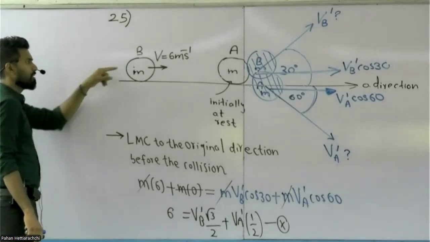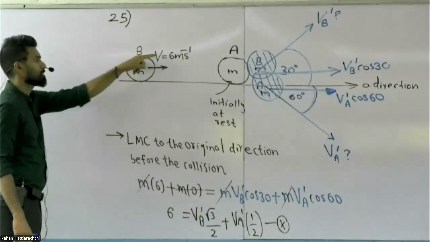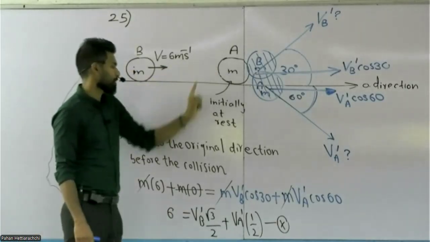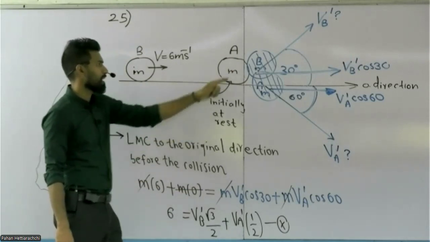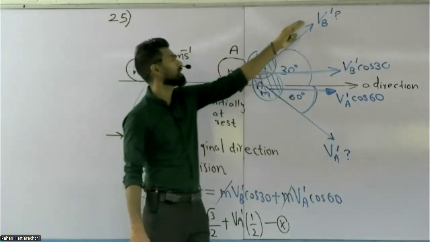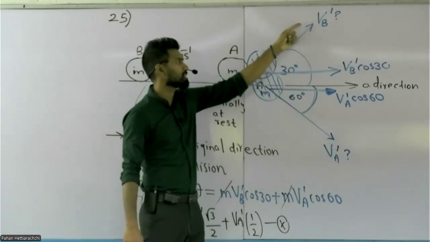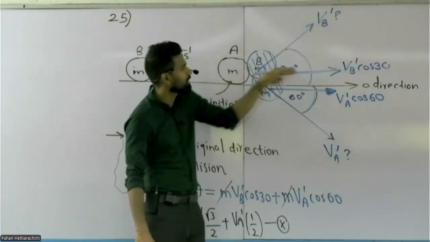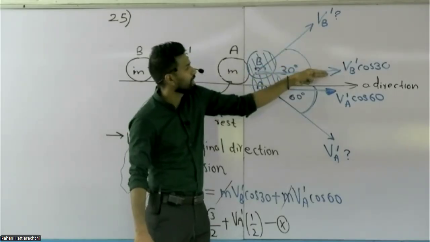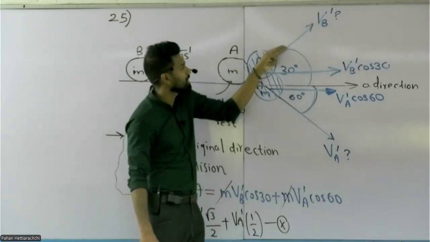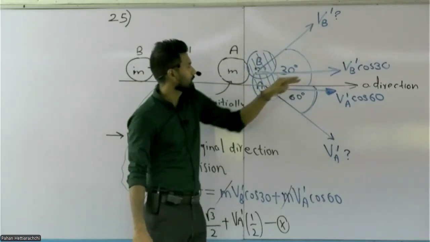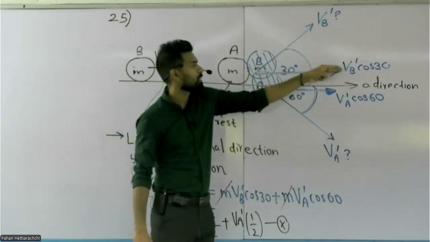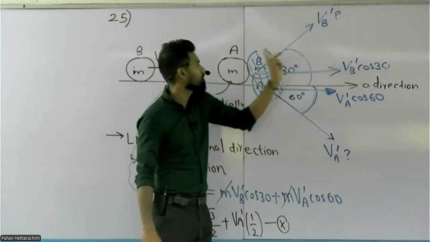Before the collision, what are the momentum components? m into 6 plus m into 0. After the collision, it's not m into VB dash, because it's in a separate direction. We have to resolve the vector to take it in the correct direction. We are considering the original direction. In that direction, the influence of this velocity is VB dash cos 30. So m VB dash cos 30 is the momentum component in the original direction from B.